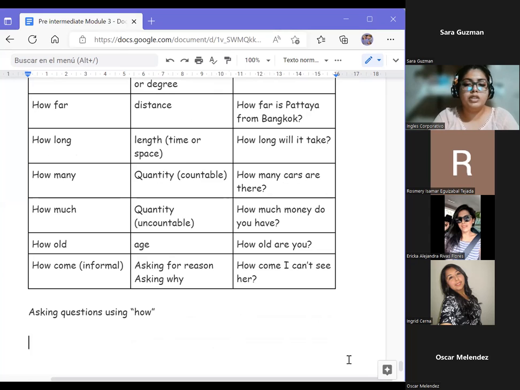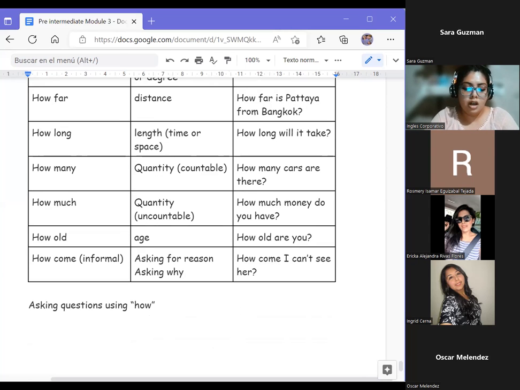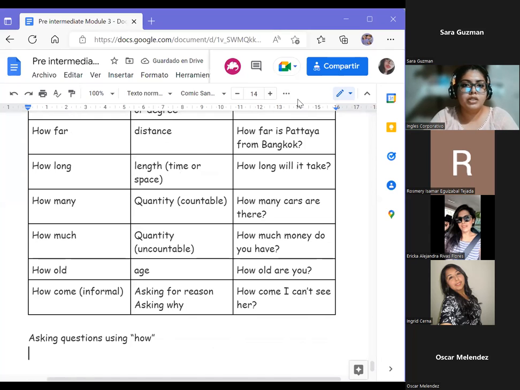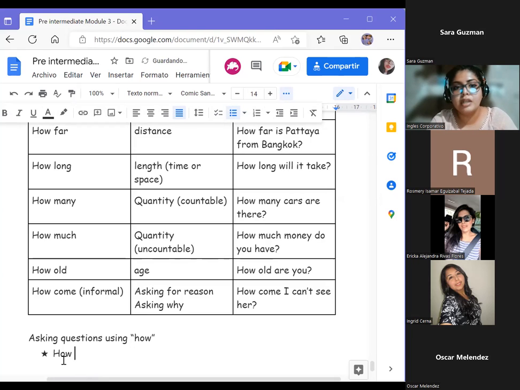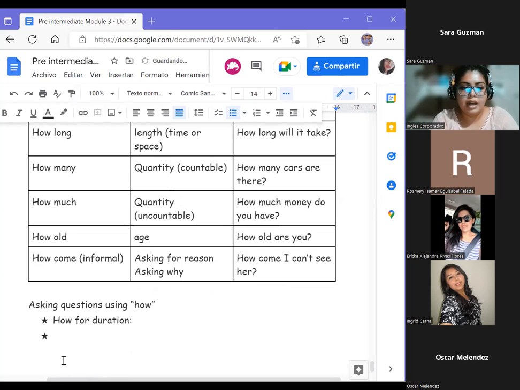First, we are going to make like a list of the uses that we are going to have for these kind of questions. So for the first one, we have how for duration. That is the example that we have seen in the table. And we have like the example, and it says, how long have you been for?